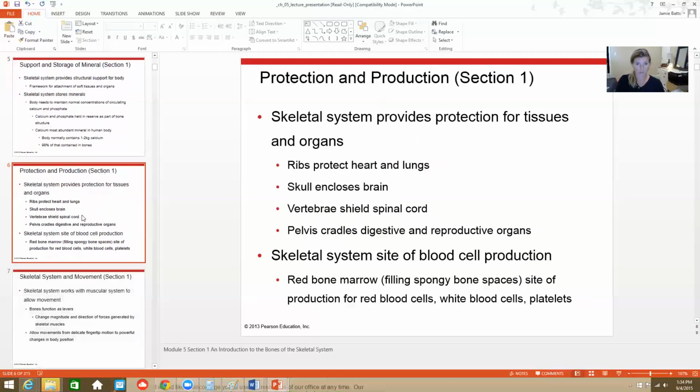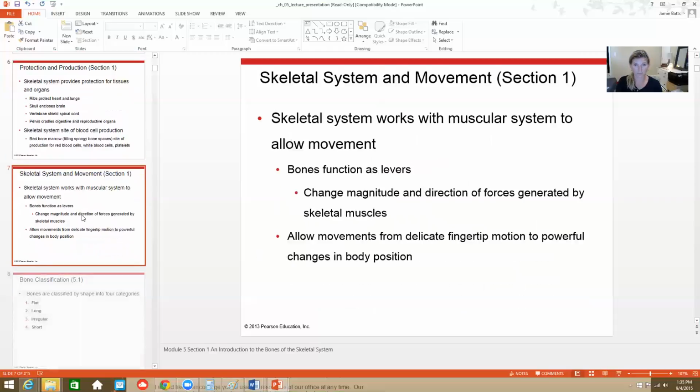So let's talk about protection. That's an obvious one, right? Our ribs protect our lungs and our heart. Our skull protects our brain. Our vertebrae protect our spinal cord. And the pelvis is there to protect our reproductive organs. There's also blood cells that are produced in the red bone marrow within all of our long bones.